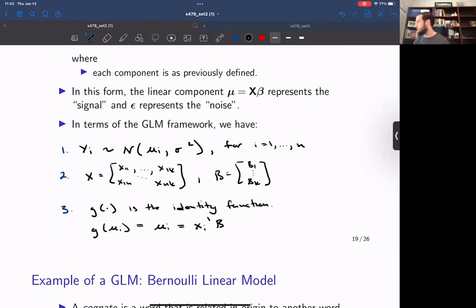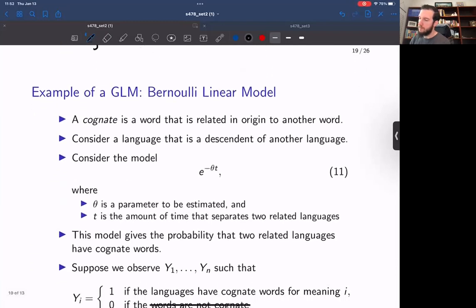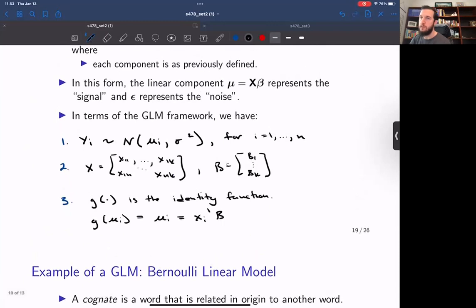Any questions? Cool. All right, so that would be the most familiar example. The normal model is a special case of a GLM.